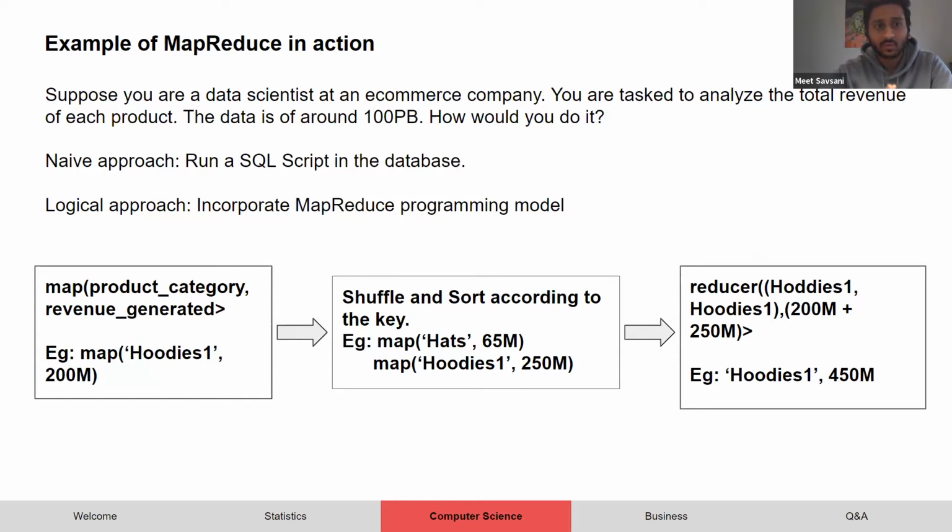One naive approach is to run a SQL script in the database. Just write select product category, sum revenue from table group by product category, right? That's a very naive approach, but think about it. It's 100 petabytes of data and your database would surely fail in processing this much data. So another logical approach is that you should incorporate a MapReduce programming model. And how does that work?